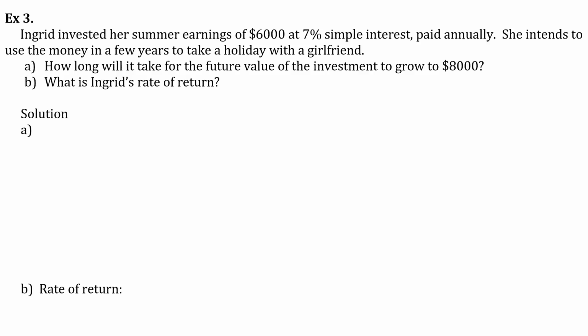Example 3. Ingrid invested her summer earnings of $6,000 at 7% simple interest paid annually. I'm just going to draw our attention to this right here. When we have simple interest and paid annually, we want to pay attention to that.